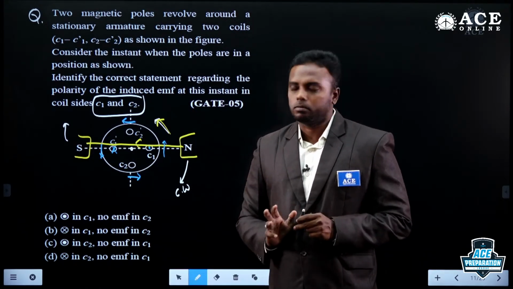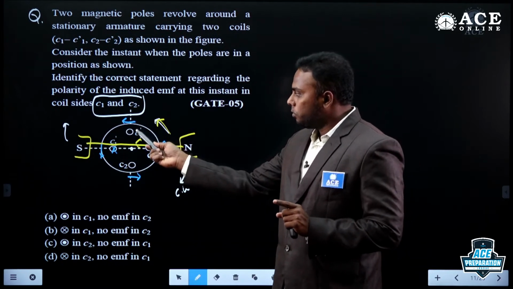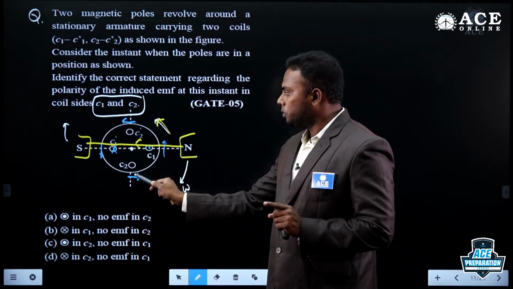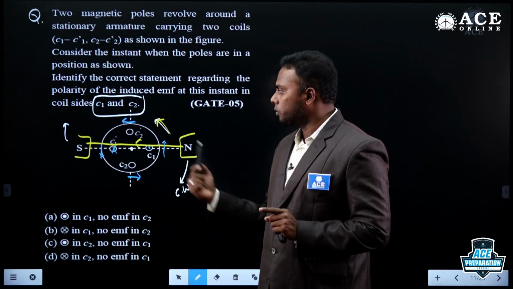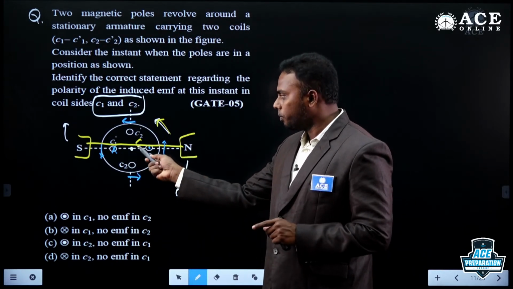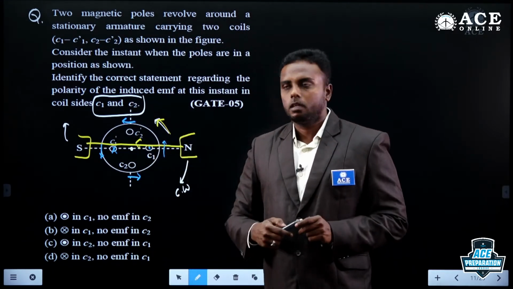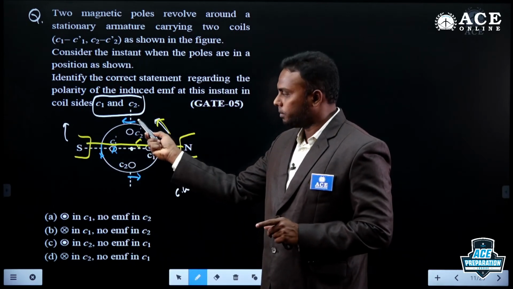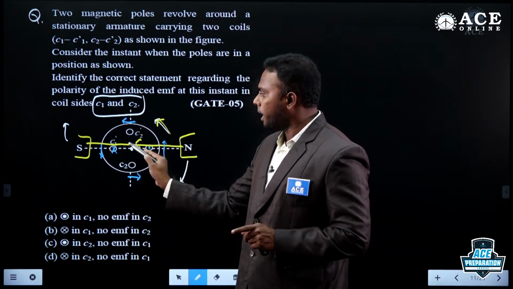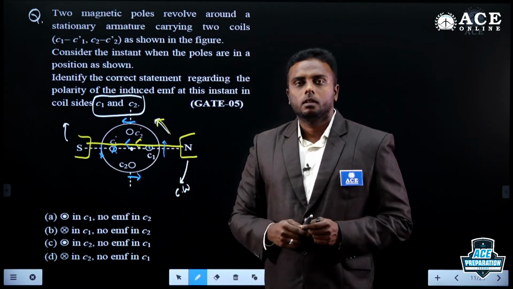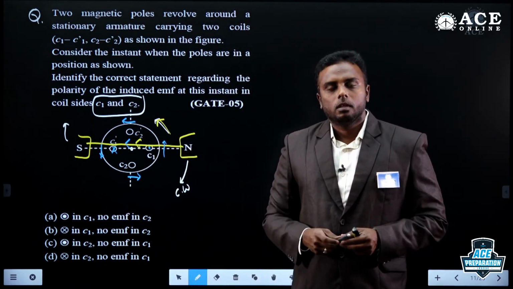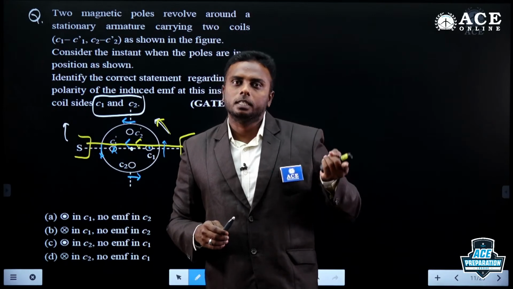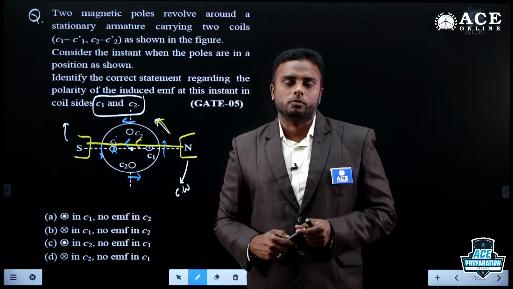What is EMF in C2? Observe C2, C2 dash. How is the motion of these two conductors? Suppose you take C2, it is exactly opposite to this field direction. Or if you take C2 dash, this upper one, it is moving exactly parallel to this flux line. So according to Faraday's law, whenever a conductor cuts the flux or flux cuts the conductor, then only there is EMF.